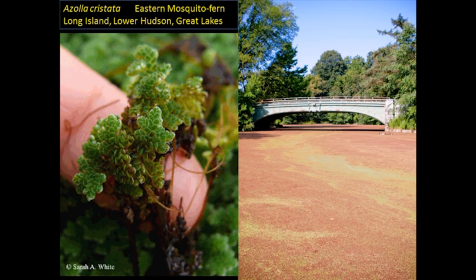But we get calls about this one because all of a sudden the whole lake will fill up with this in a season. And it's red. In the sun it turns red. So it is a fern, has spores. And this is a picture from Prospect Park in Brooklyn. So one year, all of a sudden, all their ponds were filled up with azolla.